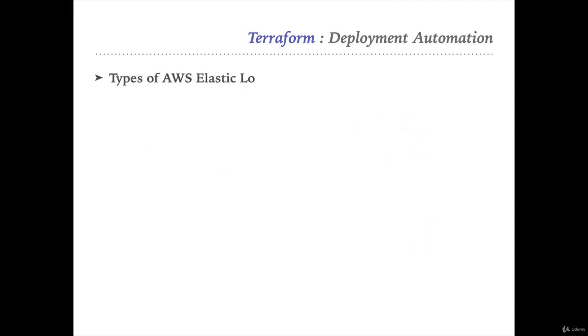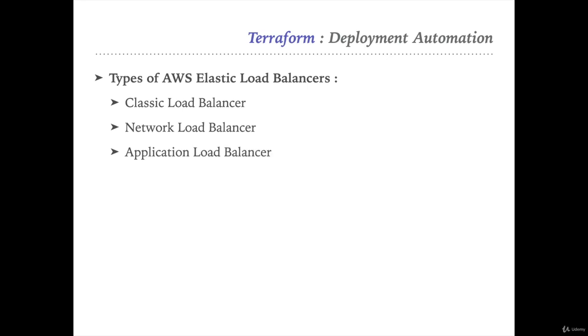In AWS, we have three kinds of load balancer. First is the classic load balancer, then the network load balancer, and then the application load balancer. Let's discuss the classic load balancer first, which is the previous generation load balancer. The classic load balancer is used only with EC2 classic instances. If you are spinning up an EC2 classic instance, then only you can use the classic load balancer.